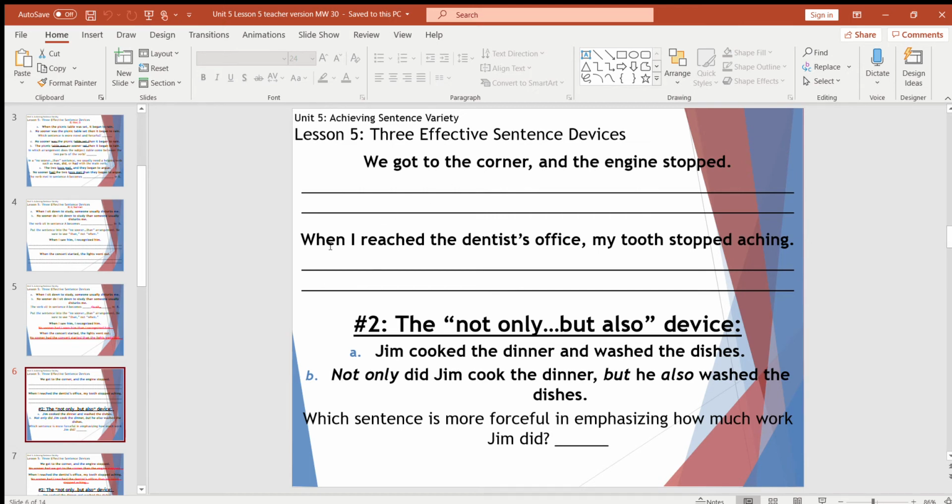When I reached the dentist's office, my tooth stopped aching. Well, you try it, and we'll see if we get the same answer.